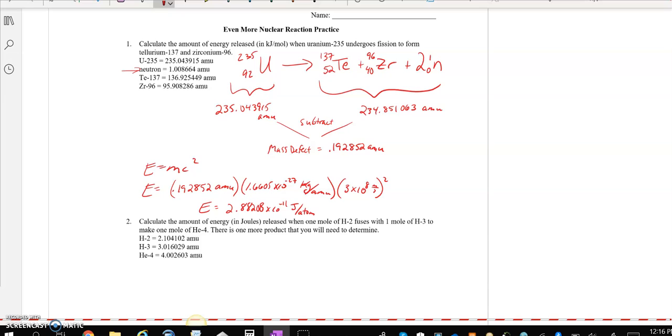We want this in kilojoules per mole, so we need to divide it by 1,000 first to get it into kilojoules. So you've got 2.88208 times 10 to the minus 14th kilojoules per atom. And if we multiply by Avogadro's number, 6.02 times 10 to the 23rd atoms of uranium per mole of uranium, you get this into kilojoules per mole. It comes out to be 1.73501 times 10 to the 10th kilojoules per mole.